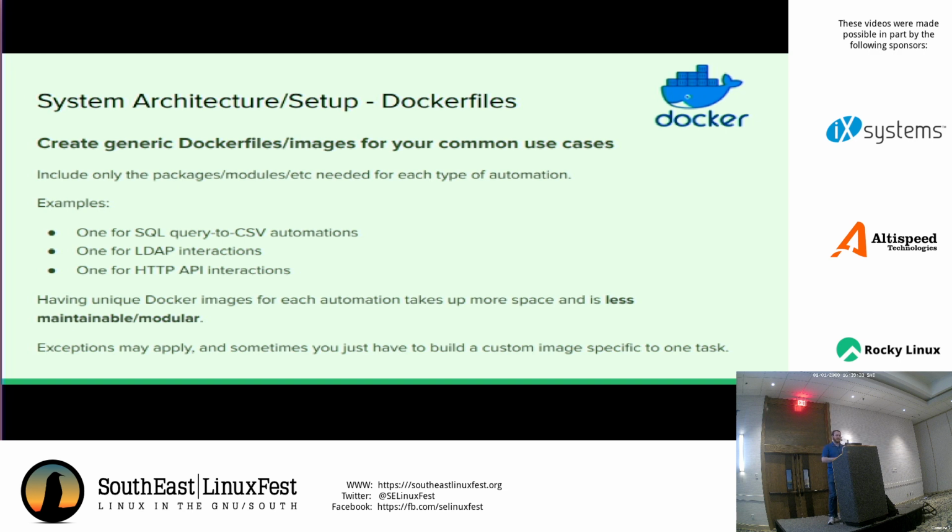So I now only have 4 or 5 common or generic images that work for most of our automations. For example, I have an image built for automations that send the results of a SQL query to a CSV file, and another for LDAP and HTTP API interactions, things like that. Some of these, like the HTTP API one, also have things like the SplunkLib Python module for interacting with Splunk, since that's somewhat common for our automations. So to tie this back to those 3 M's, using a few generic images here is more maintainable and modular.